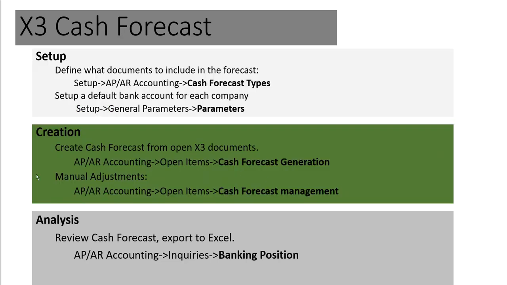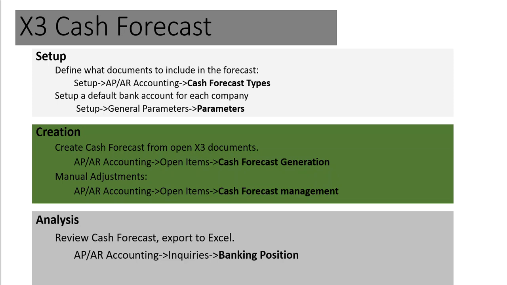Well, now I need to start generating my cash forecast. I have X3 looking at all my open documents and then converting those into a cash forecast record. There's a tool in X3, it's under APAR Accounting, Open Items, Cash Forecast Generation. I can go and run that whenever I want. Typically what we do though is we set up that cash forecast generation as a scheduled task, and we run that automatically every night. So every night at midnight, we'll go ahead and generate your cash forecast for you, so you don't have to do that. But you could always do that manually if you wanted to.